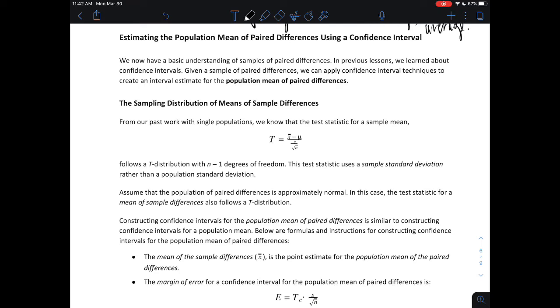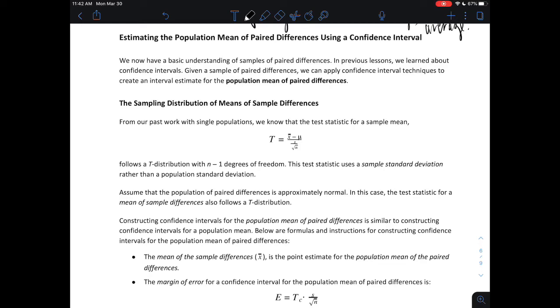From our past work with single populations, we know that the test statistic for a sample mean, t equal to x bar minus mu divided by the fraction s over the square root of n, follows a t distribution with n minus 1 degrees of freedom. This test statistic uses a sample standard deviation rather than a population standard deviation.